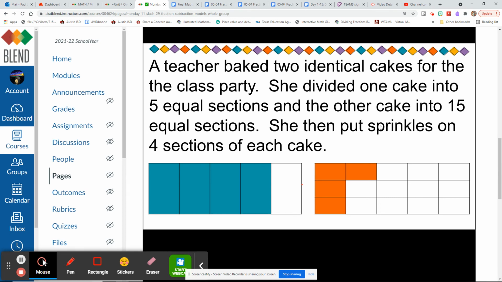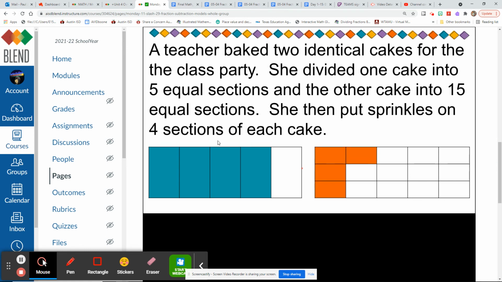All right, and I looked ahead at this lesson, and I think what we need to figure out is how much more sprinkles are there on this cake than this cake. All right, so what we're gonna have to do is we're gonna have to label these fractions first, and then we're gonna have to find a difference.